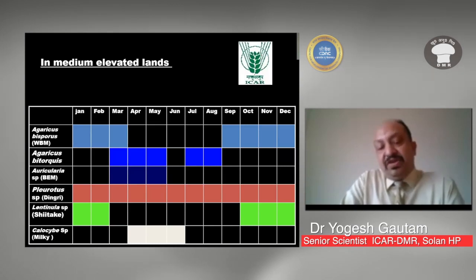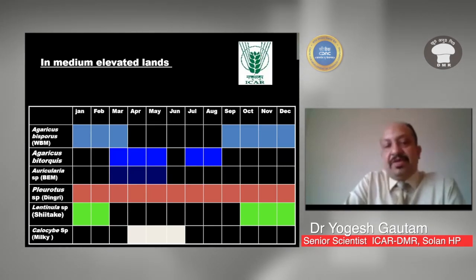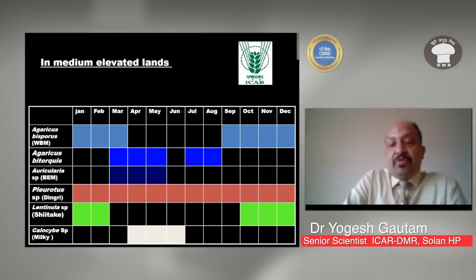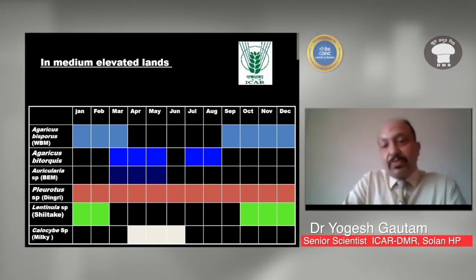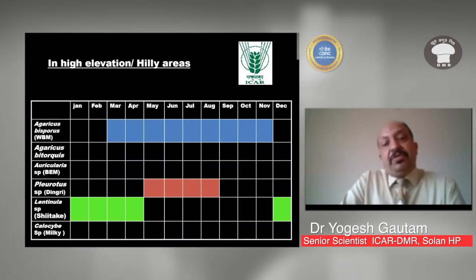The pleurotus can be grown throughout the year over here because we have different varieties in oyster. The shiitake can be grown at the same time as the button mushroom, from October to February. Psilocybe during summer, April to June. Now we come to elevated areas which have some higher range.